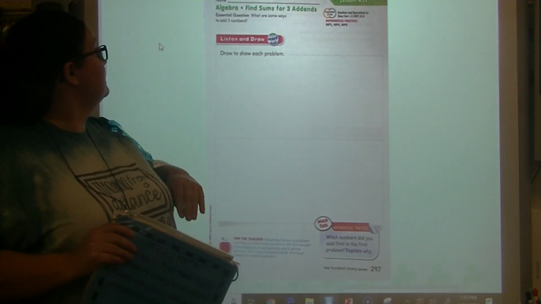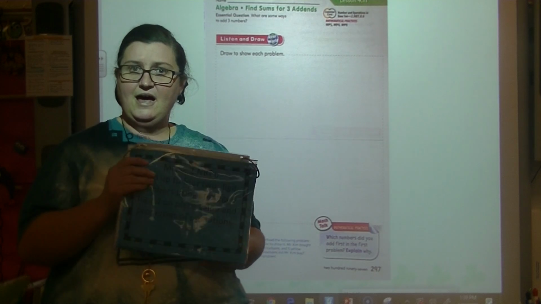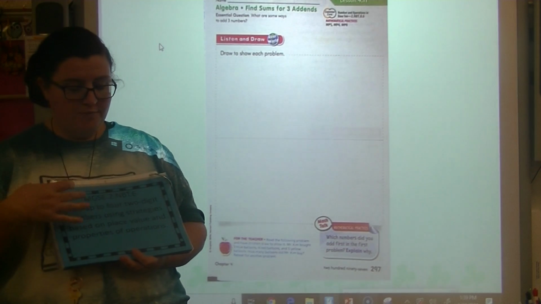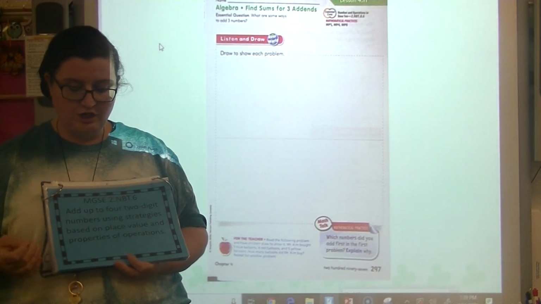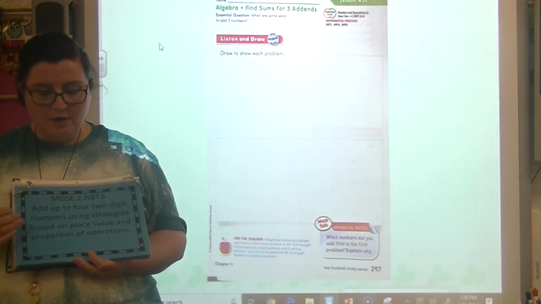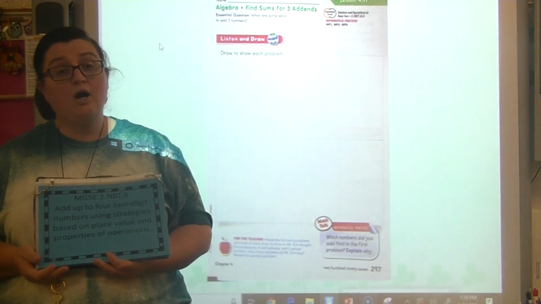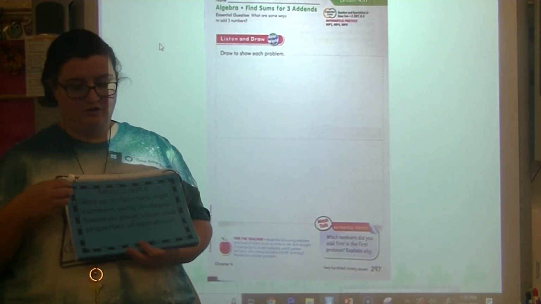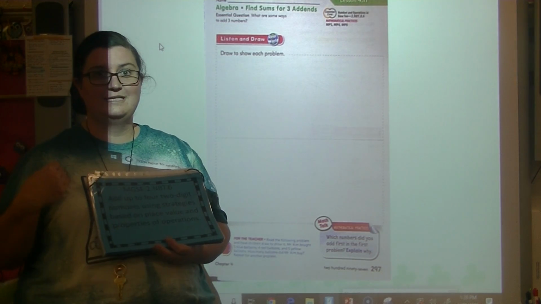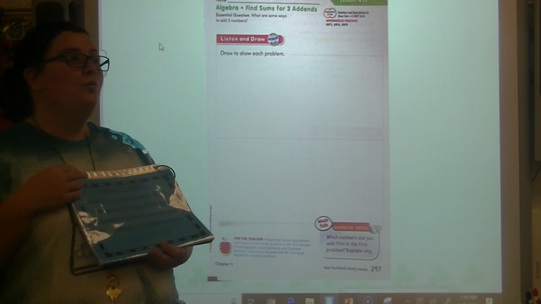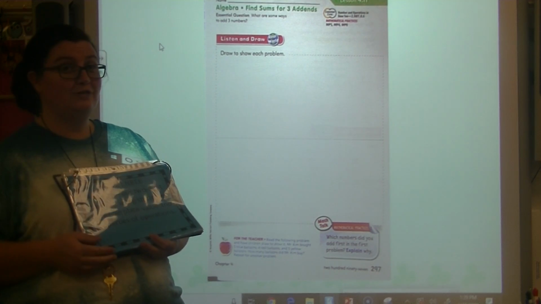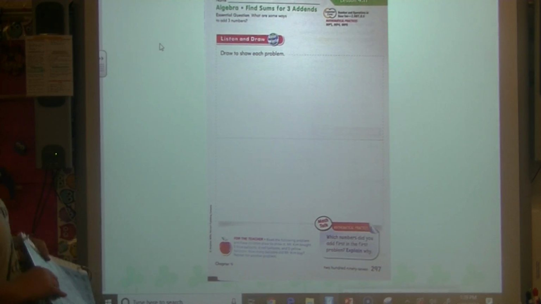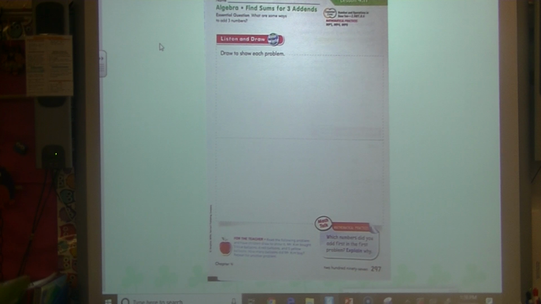Now, it says find sums for 3 addends. Well, what does that mean? All right, our standard says add up to 4 two-digit numbers using strategies based on place value and properties of operations. So we're going to add 3 addends. So you can add up to 4 for the standard. We're going to start with adding 3. We've learned how to add 2 two-digit numbers. Now we're going to add 3 two-digit numbers. We're going to get a little bigger today.